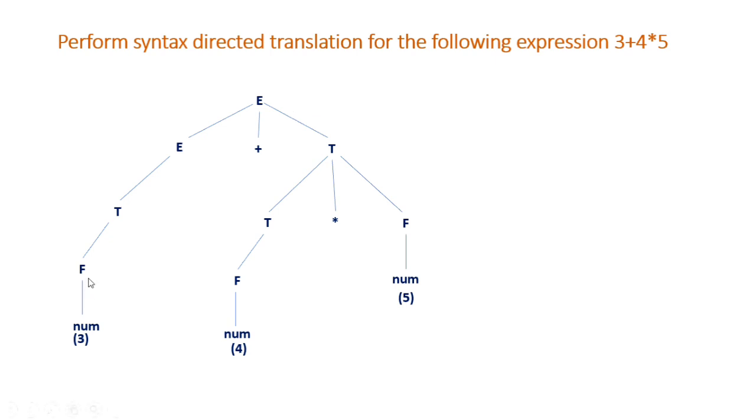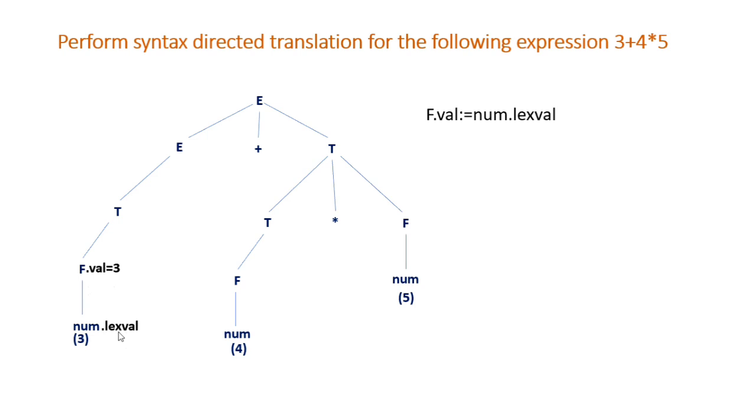Now we will try to evaluate from the bottom. So F tends to num, where number is having 3. So automatically we take up the production f.val = number.lexval. That means the number value will be assigned to f.val. So f.val will be 3 here.